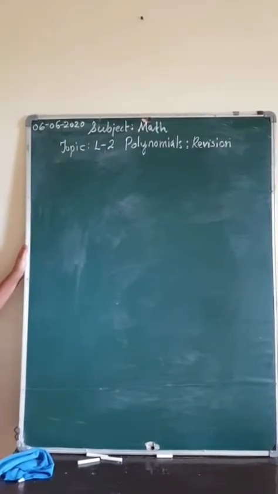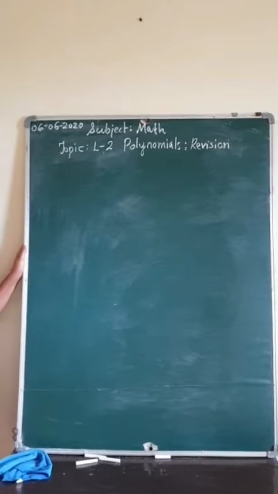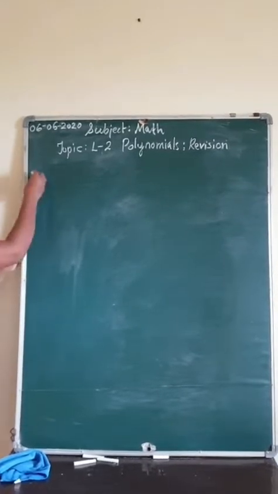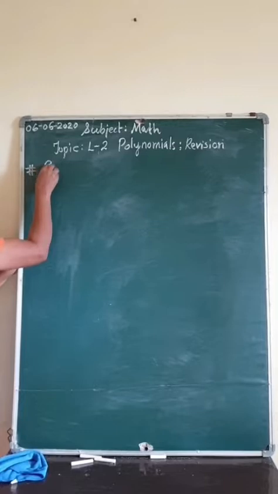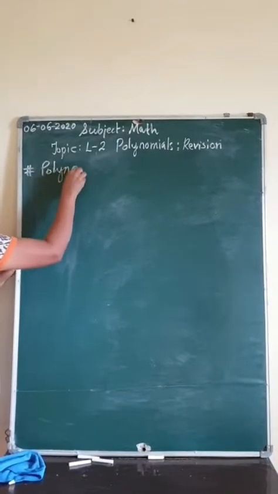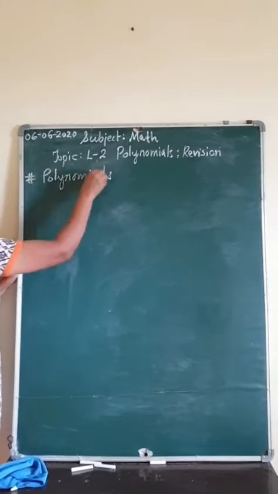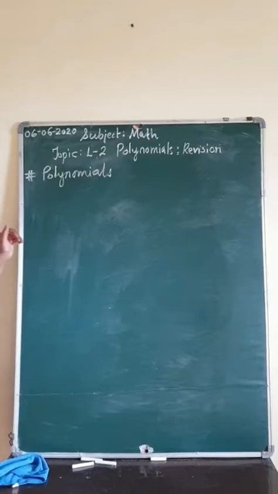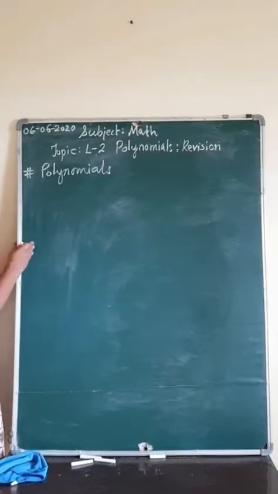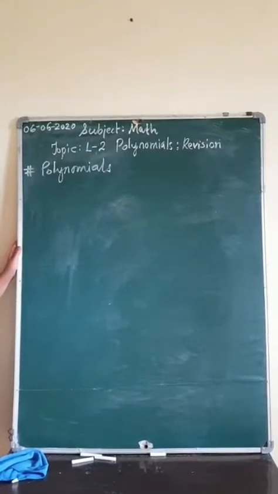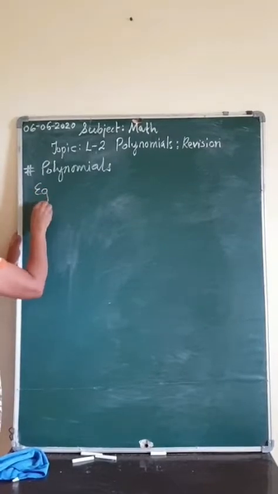In this video, we are going to revise lesson number 2, polynomials. Let's start. What are polynomials? You have seen polynomials means the expressions which have degrees 0 and more than 0. I am giving you an example.